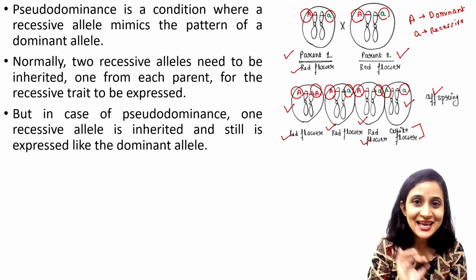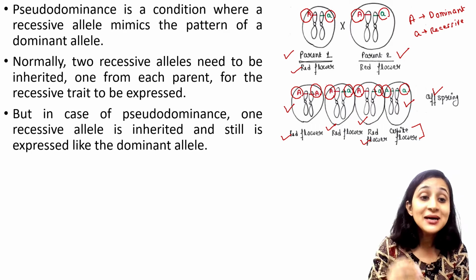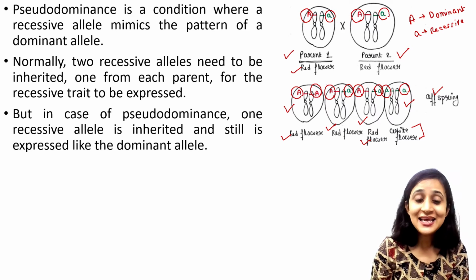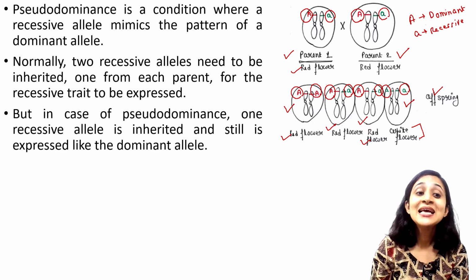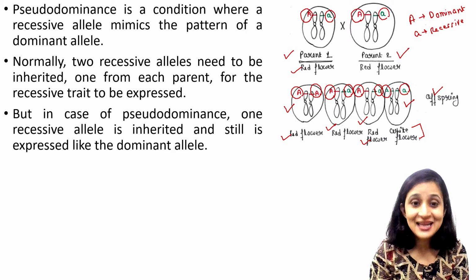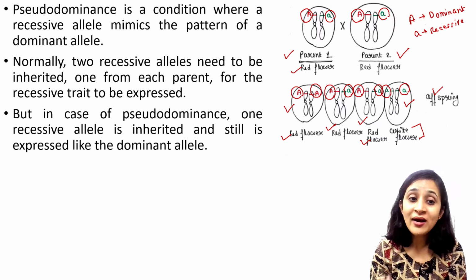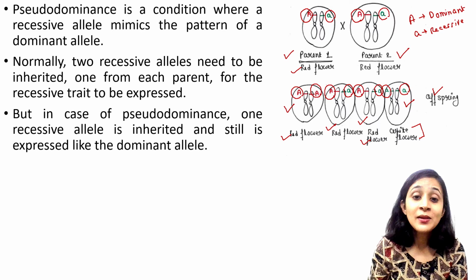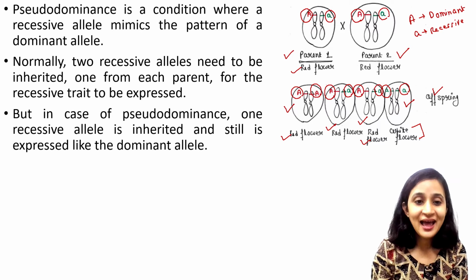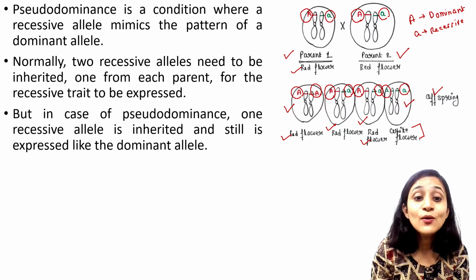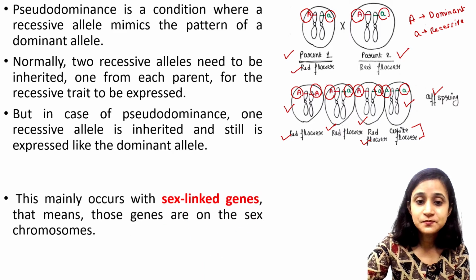So that is the normal case. But in case of pseudodominance, one recessive allele is inherited and still is expressed like the dominant allele. Only one recessive allele is inherited in place of 2, but still it is expressed like the dominant allele. That's why it is called pseudodominance.